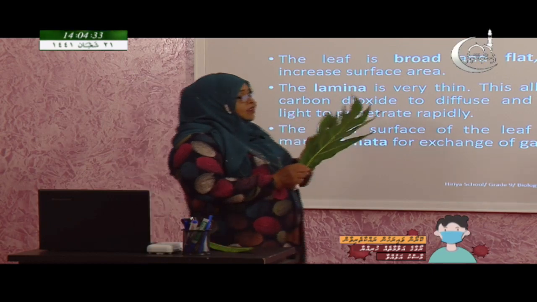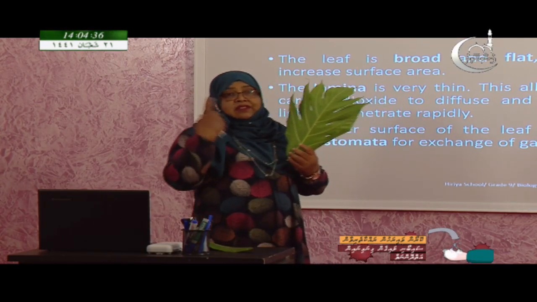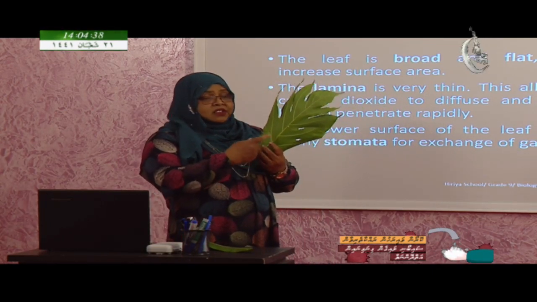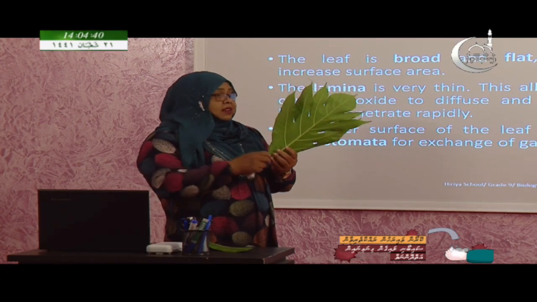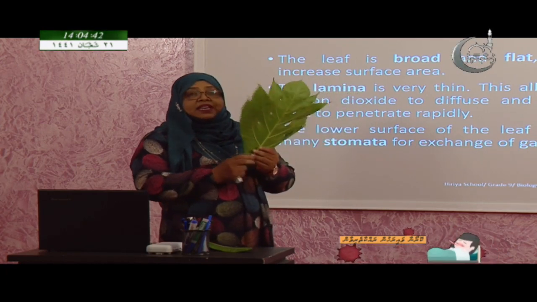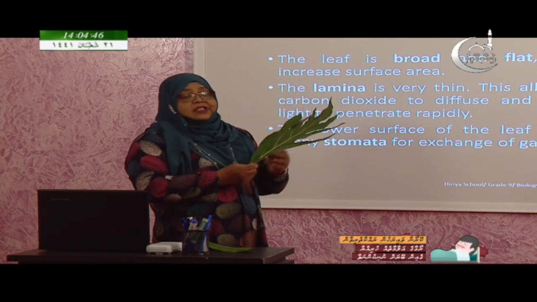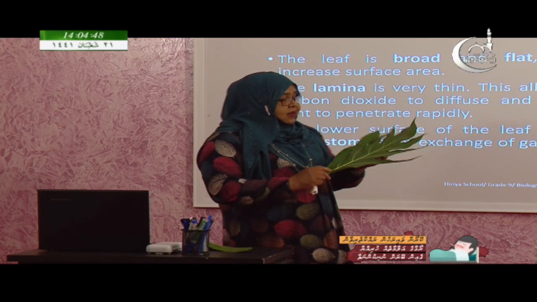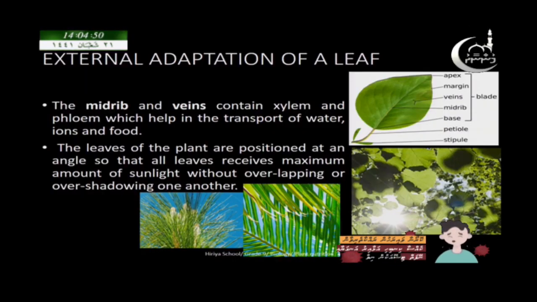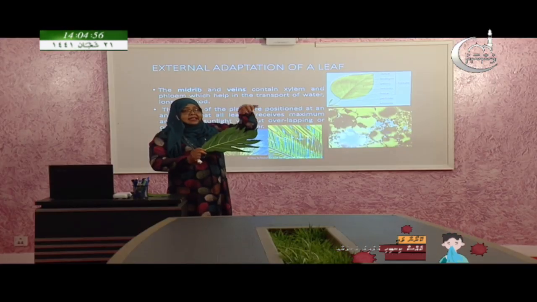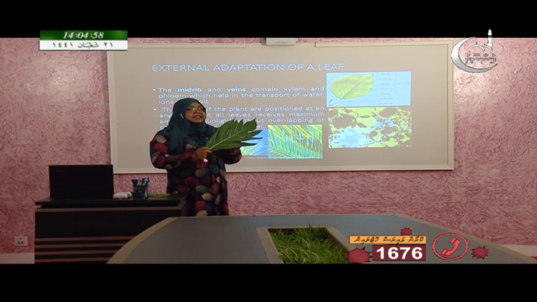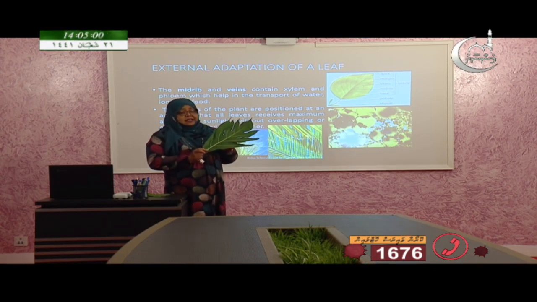And the lower surface of the leaf, here we cannot see through our naked eyes, they have stomata. Stomata are tiny pores where exchange of gases takes place, which we cannot see in a leaf like this until we go and take a section and go through a microscope. In the leaf, we have a central vein running, you can see this is the midrib, and from the midrib we have lateral veins running. So, why does this leaf contain veins and midrib?